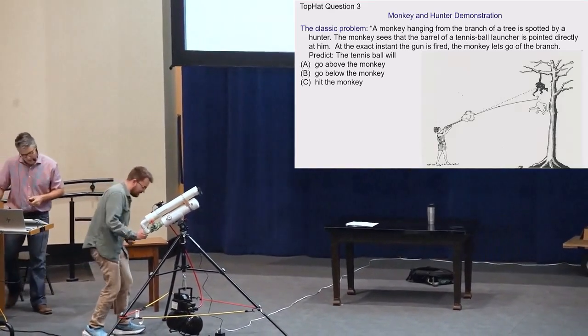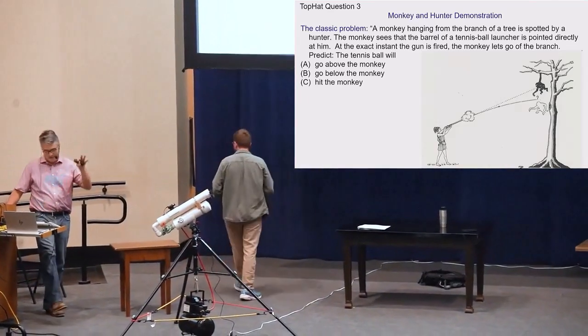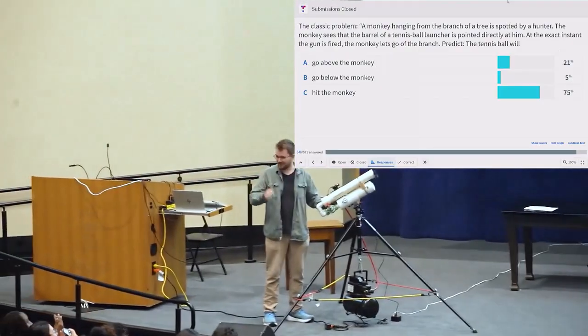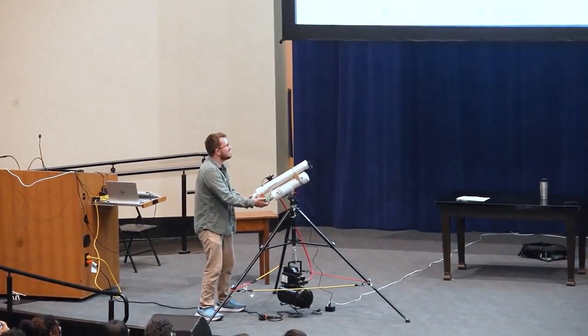At the instant when the gun is fired, the monkey lets go of the branch. Predict: A, the tennis ball will go above the monkey, B, below the monkey, or C, hit the monkey. Okay, it's armed, it's ready to go. Okay, 3, 2, 1, go!